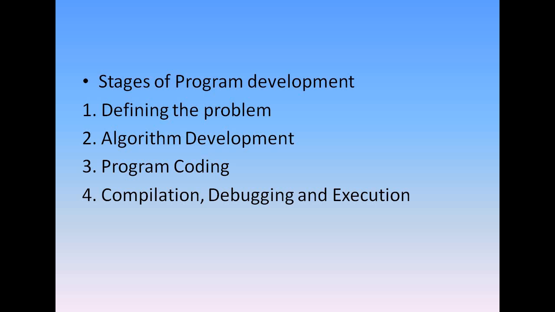Stage 3 is program coding. It is the process of converting an algorithm into a more structured device, that is, the source code, by using the desired computer language. Every programming language has its own set of rigid rules known as syntax, which should be followed carefully while writing the source code. Stage 4 is compilation, debugging and execution.